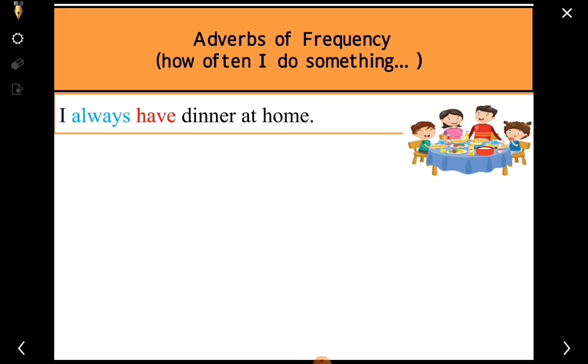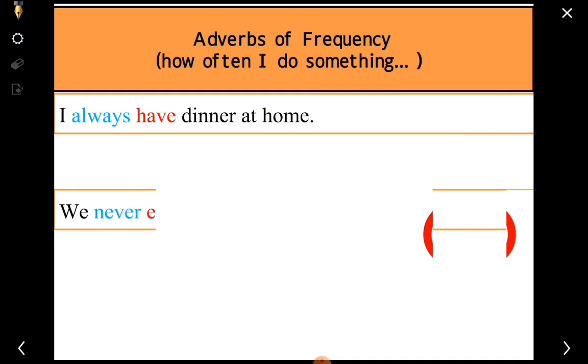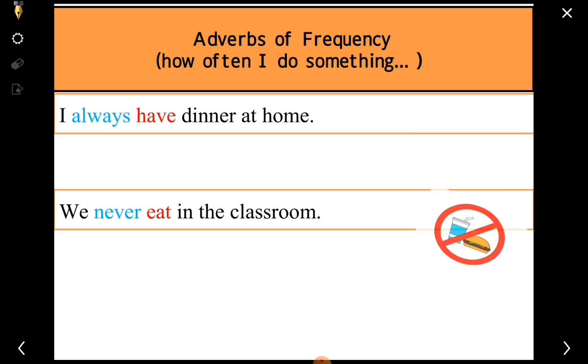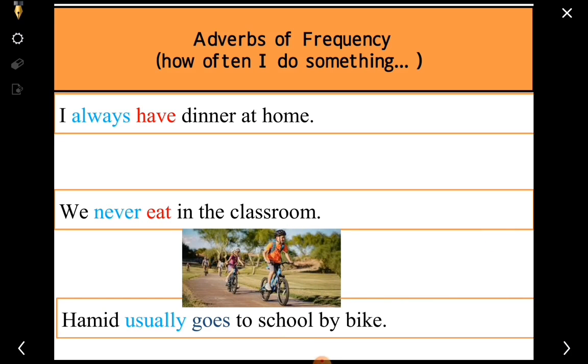Okay, let's see examples in sentences. For example, I always have dinner at home. Always. So this is a frequent action, things I do every day. We never eat in the classroom. Never, never. For example, Hamid usually goes to school by bike. So maybe one day he uses a car, or he goes to school on foot, for example. But 4 days he goes to school by bike. Okay, good.